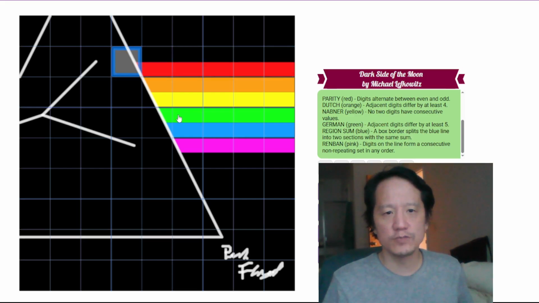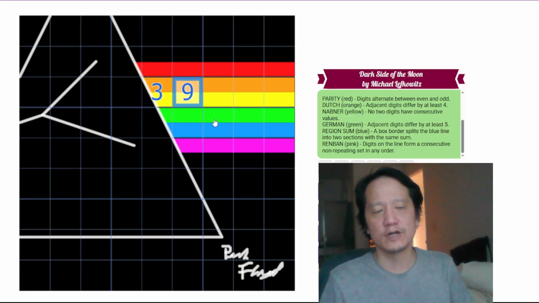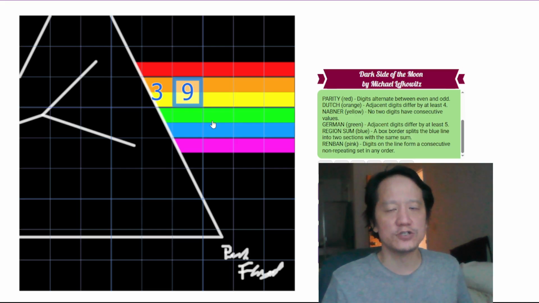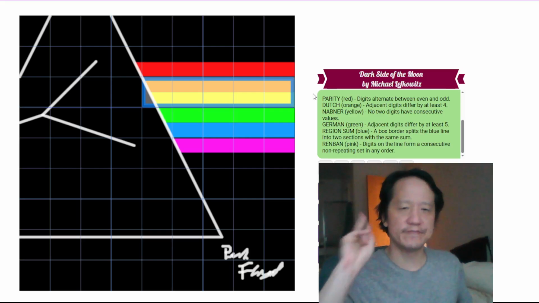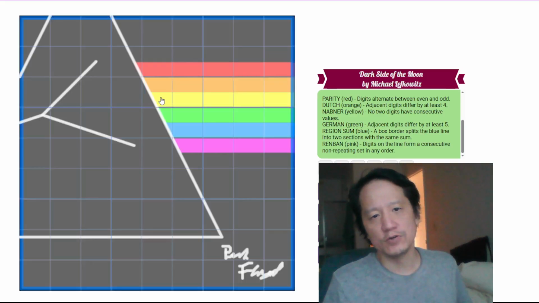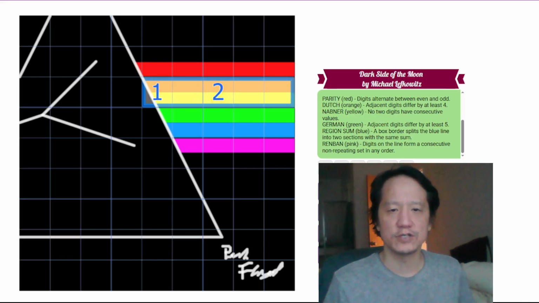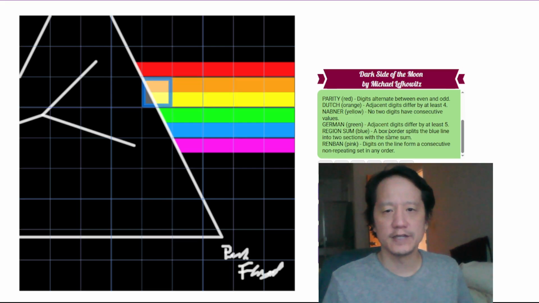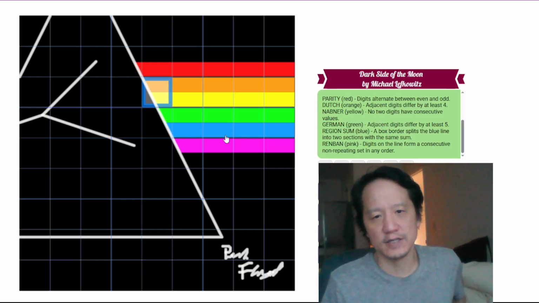For Dutch whisper, which is orange, if this were, say, a 3, this would have to be 7, 8, or 9, because adjacent digits differ by at least 4, and those are the only digits that are 4 away from 3. For Nabner lines, which is the yellow line, no 2 digits have consecutive values. So basically, you could not have, for example, a 1 and a 2 on this line because those are consecutive with each other. And that's how Nabner lines work. And you can't have repeats either, but that's not important in this puzzle.